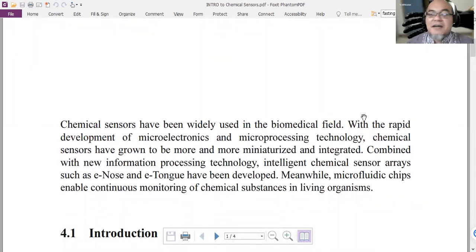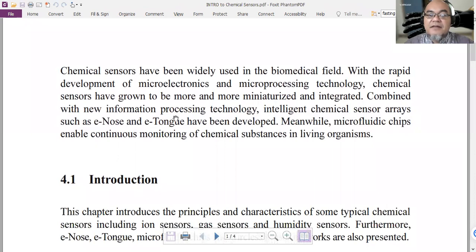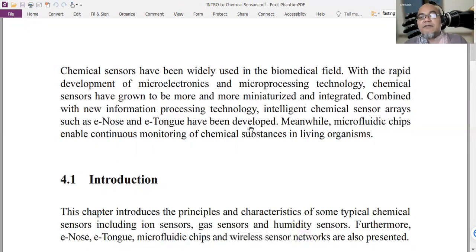So chemical sensors are widely used in the biomedical field. With the development of microelectronics and microprocessing, the chemical sensors themselves are becoming smaller and smaller, more miniaturized and integrated. And when we develop an array of recognition elements of these chemical sensors, you could also have what we call an intelligent chemical sensor array, like the e-nose, electronic nose, and electronic tongue.